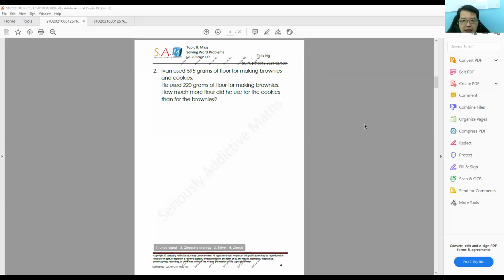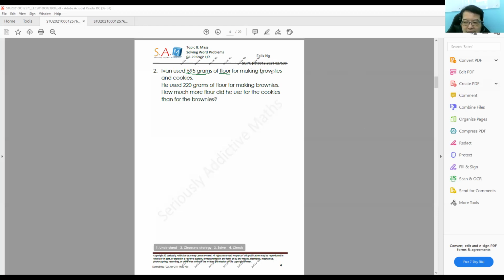Okay, next question. Let's turn to page 4. Let's read the question first. Ivan used 525 grams of flour. By the way, this word is pronounced as flour, not flower. Many students make the mistake of saying flower, it's actually flour. A different kind of flour. Okay, so 590 grams of flour for making brownies.